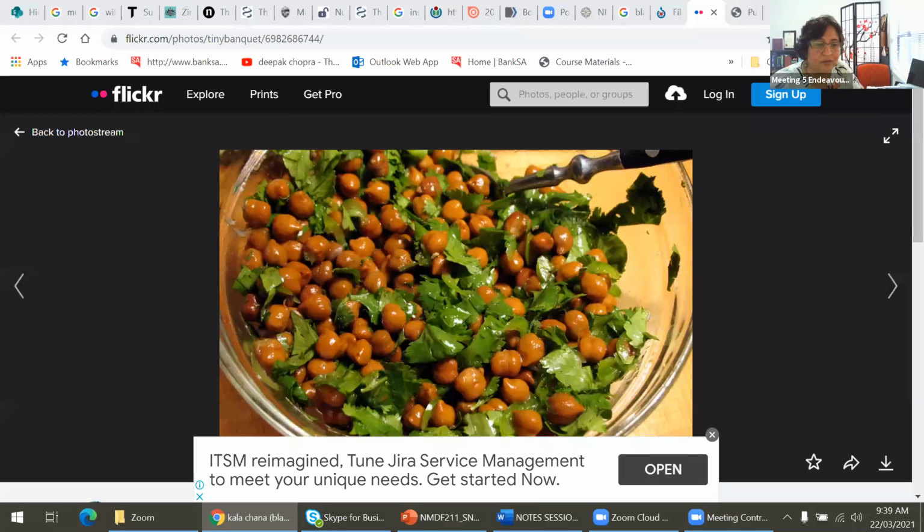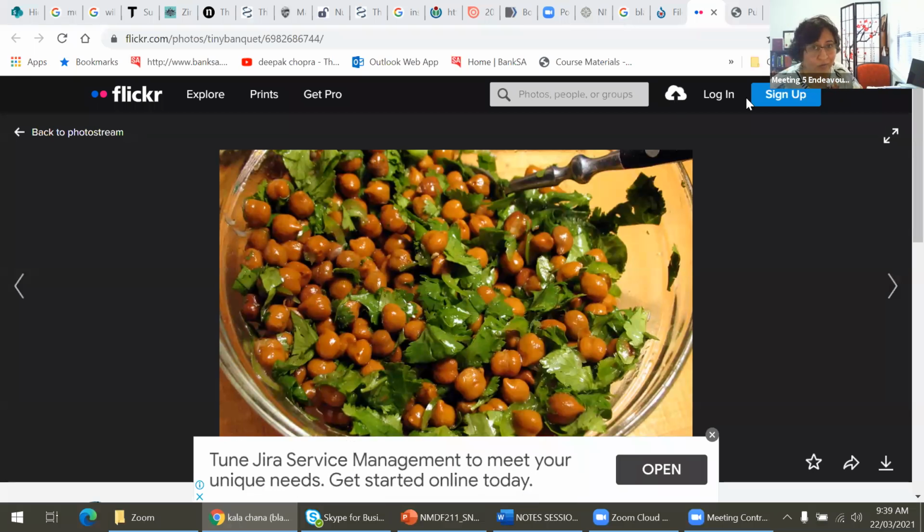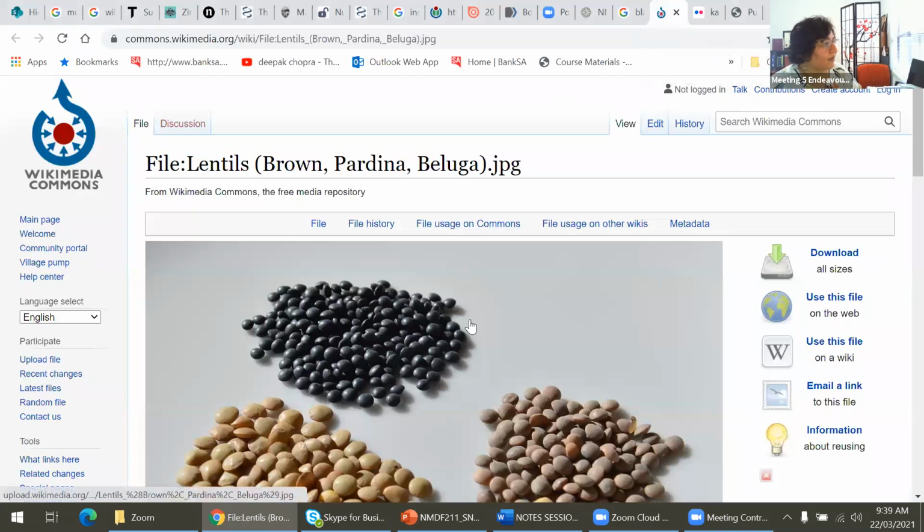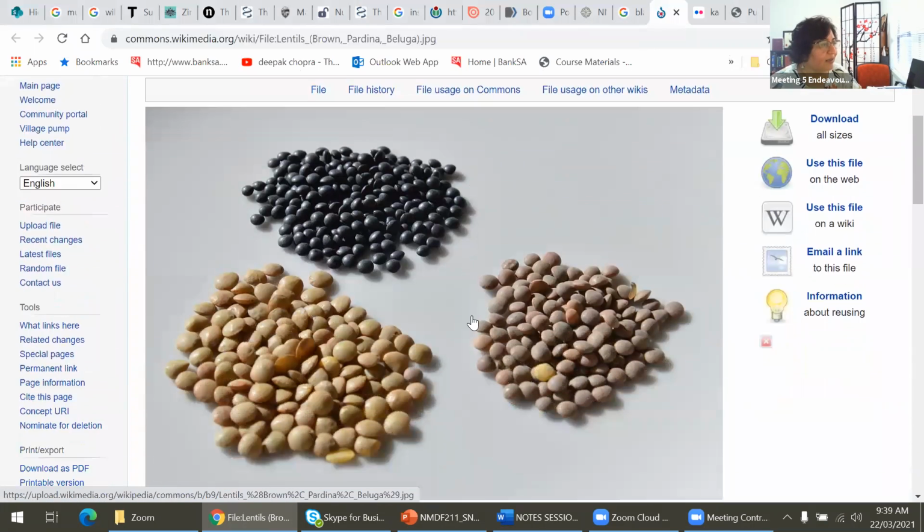Okay, so I'm not sure whether everybody has come back. I'm just showing rich sources of iron for vegetarians. So this one is black chickpea. And then there are other dark colored lentils.